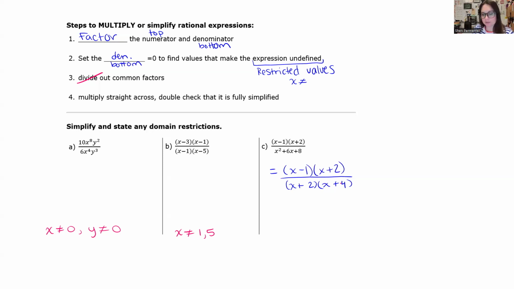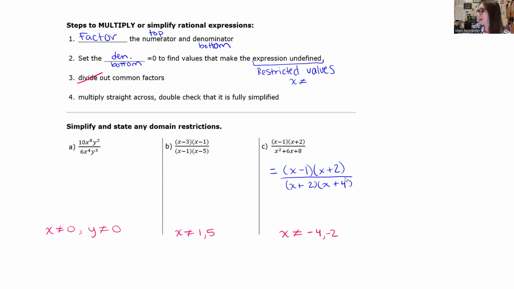-4 and -2, very good. X cannot be equal to -4 and -2. The order that you list them in doesn't actually matter. If you see them on a test, they could potentially be in numerical order, which means it'll be smallest to largest, but it is not incorrect if you put them in the order in which you see them. It's not incorrect. Now, from here, when you have them like this, these problems are actually pretty simple.